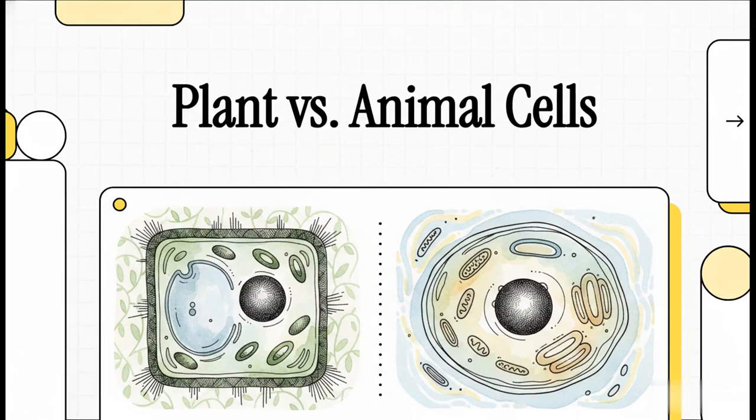All right, let's jump right into it. The question we're looking at today is a real classic. Make a comparison and write down ways in which plant cells are different from animal cells. Now, this isn't just about memorizing a list. It's really about understanding why these two types of cells are designed so differently. So let's dive in and really get to the bottom of what makes them tick.